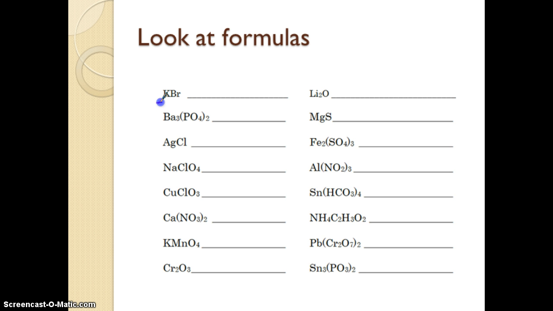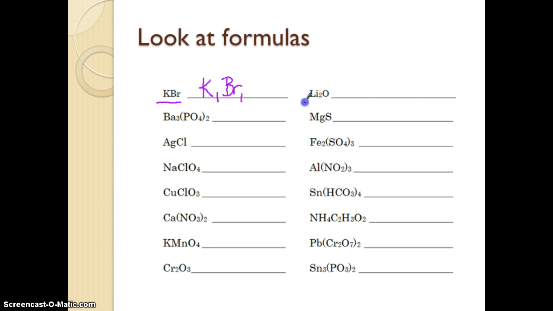So here's a really simple formula. There's a K and the Br. And you might notice that there's not a 1. So it doesn't go K1, Br1, which is what it implies when there's no number. It implies there's one of each, but we still don't write K1Br1. So that's a simple formula.